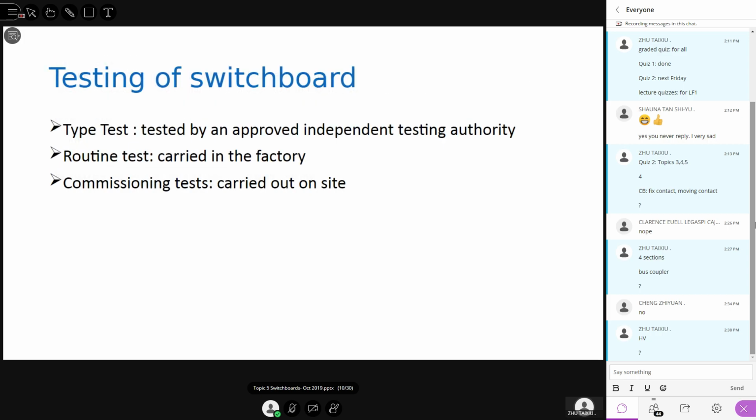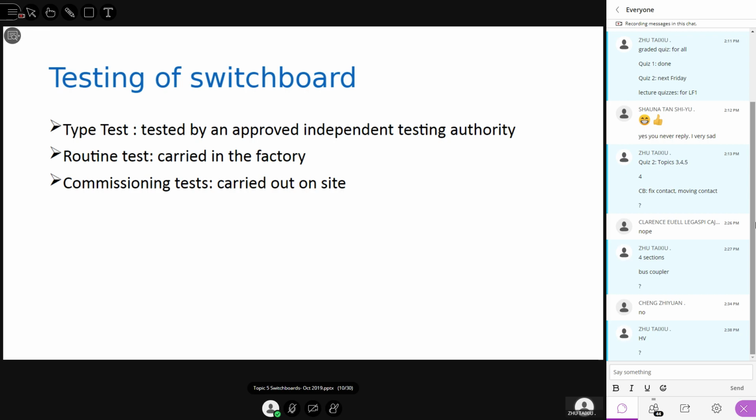Next is about how to test a switchboard. So you design a switchboard, you make a switchboard, then hopefully you want to sell the switchboard to a user, which may be a factory, right? So you cannot design and make the switchboard without doing any testing. You have to test the switchboard, make sure everything is in order. Then they can bring the switchboard to the site. What are the tests you have to carry out before you deliver the switchboard?